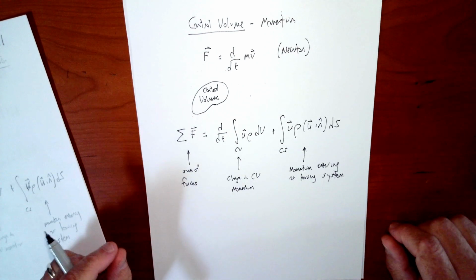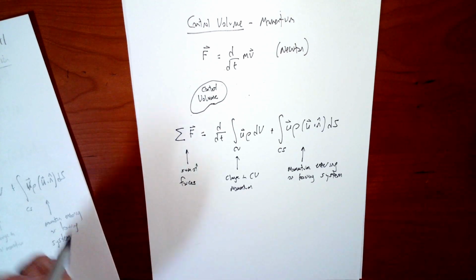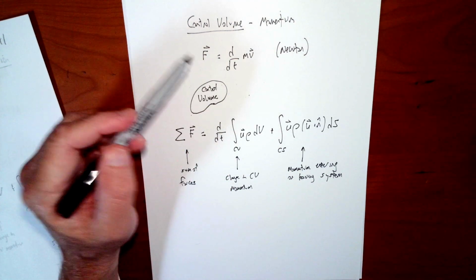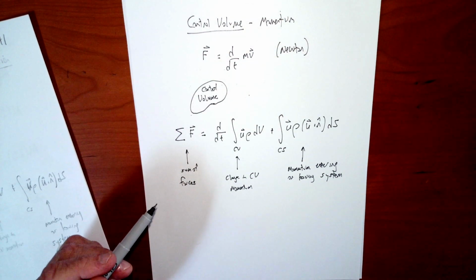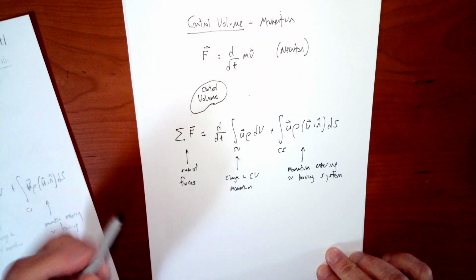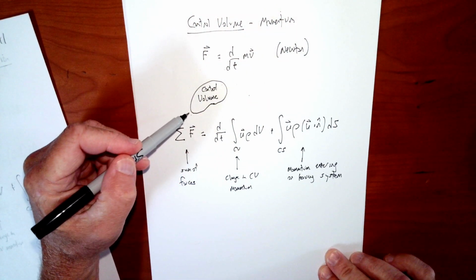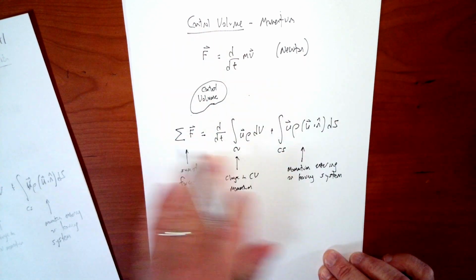Okay, so now we're going to do that same kind of analysis that we did with mass. We're going to apply it to momentum. So we're starting here with Newton. F equals ma, or F equals change in momentum, which is actually the more rigorous form. And so we're going to consider again this identified control volume, and we're just going to rewrite Newton's law in terms of these integrals.